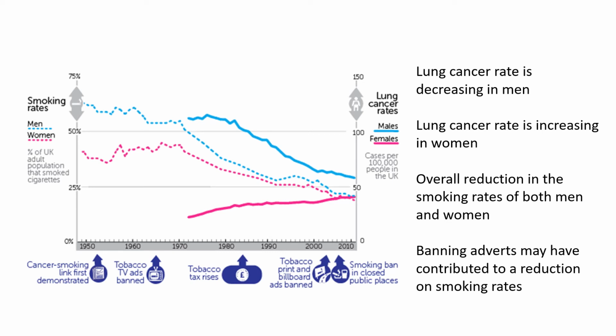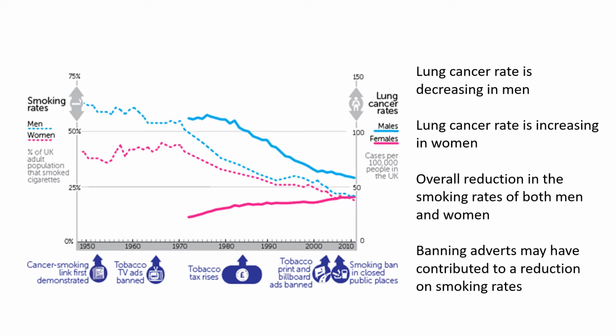The overall pattern is that lung cancer rates in men are decreasing, they are increasing in women, and the overall smoking rates of men and women are decreasing, so there is a reduction overall. You can then start looking along the bottom and start looking to see what impact each of the different things that were brought in and introduced had.